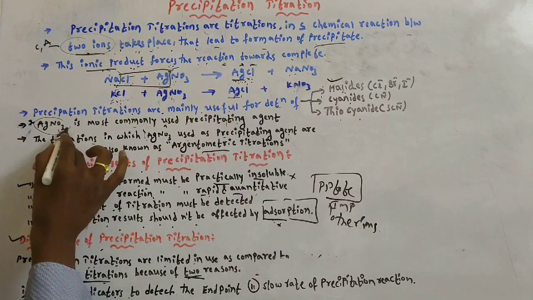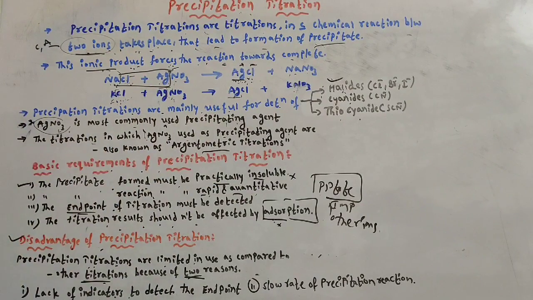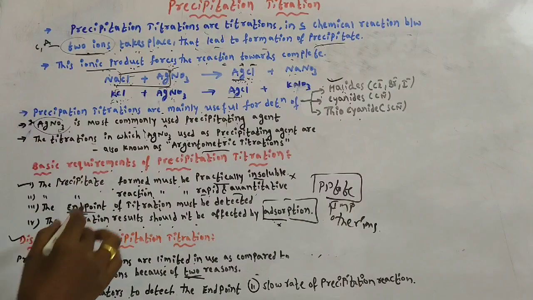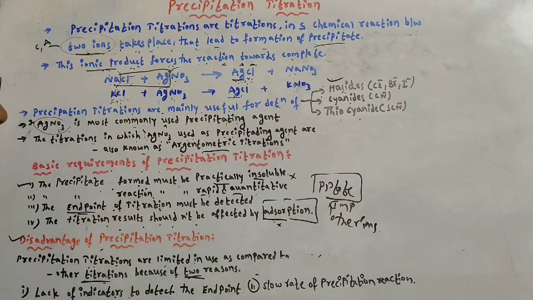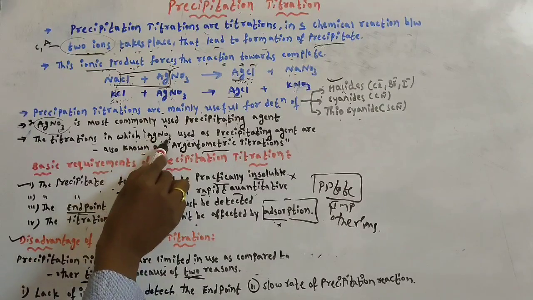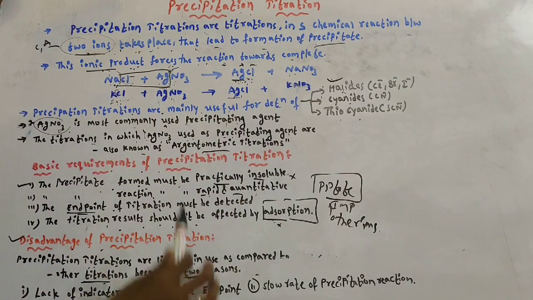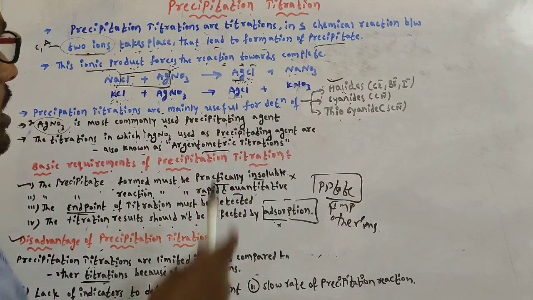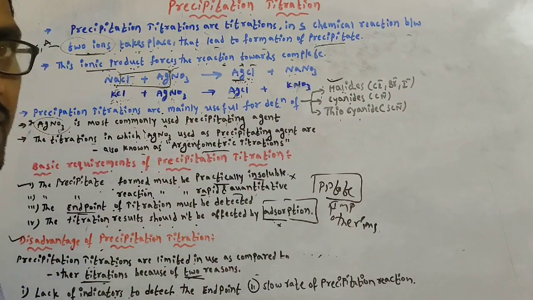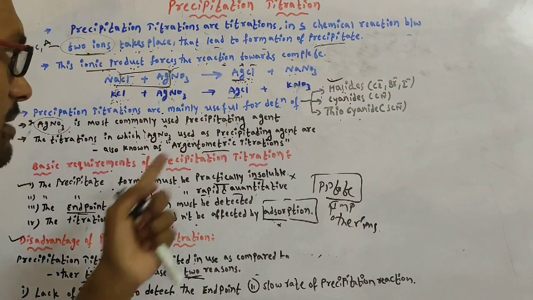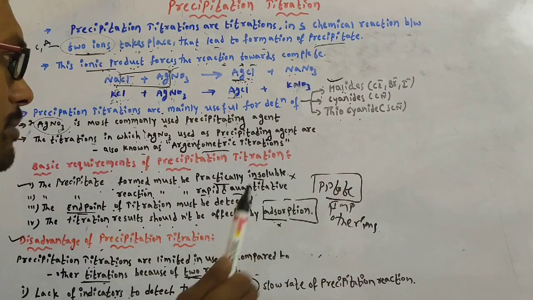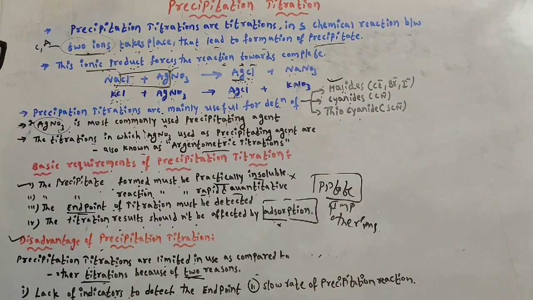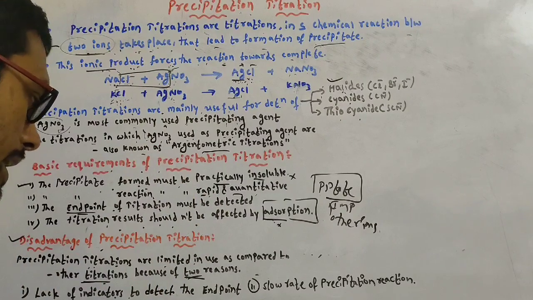Silver nitrate is the most commonly used precipitating agent. The titration in which silver nitrate is used as a precipitating agent is also known as argentometric titration. Precipitation titrations are also known as argentometric titrations because we are using silver nitrate as the precipitating agent.